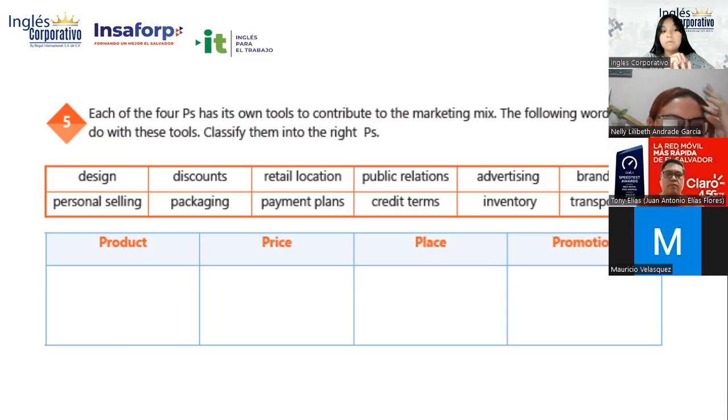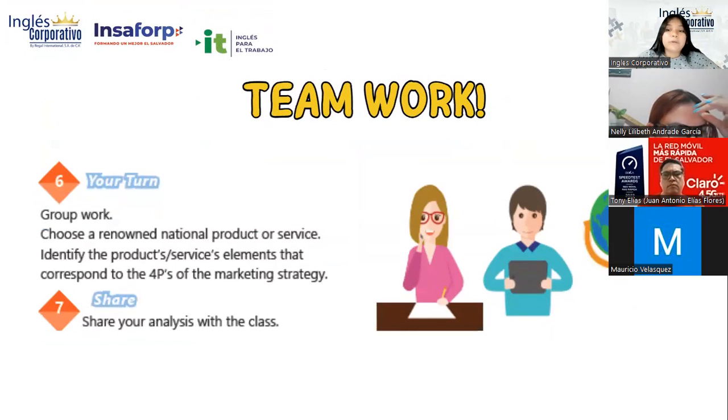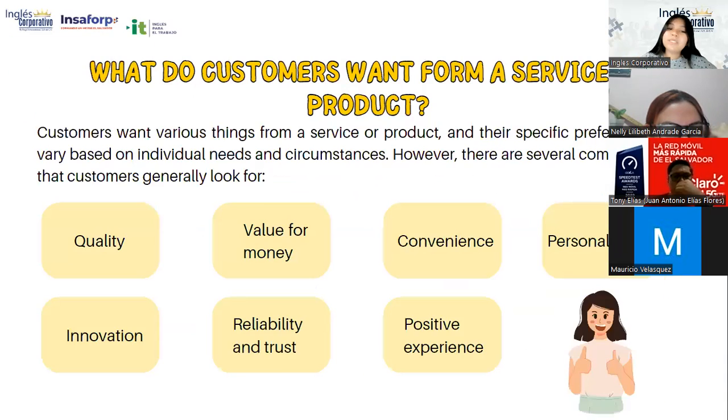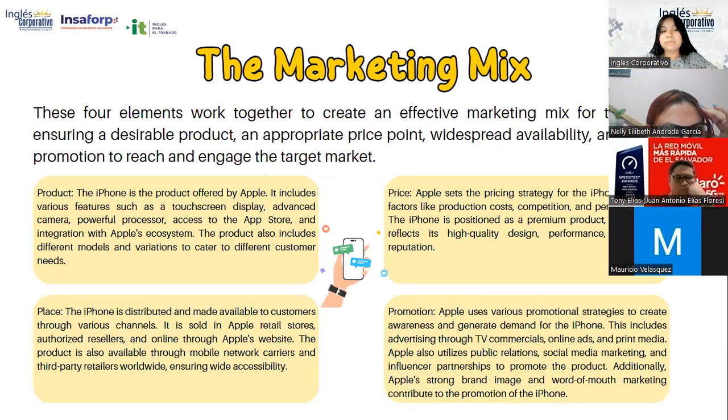Okay. Do you have any questions? No? Okay, all right, guys. So now we have teamwork. According to our book, we need to do this group work. We need to choose a renowned national product or service, and identify the elements that correspond to the four P's of the marketing strategy. What we need to do is basically what we have right here about apps. The same thing. But you are going to choose a product or a service with your team.